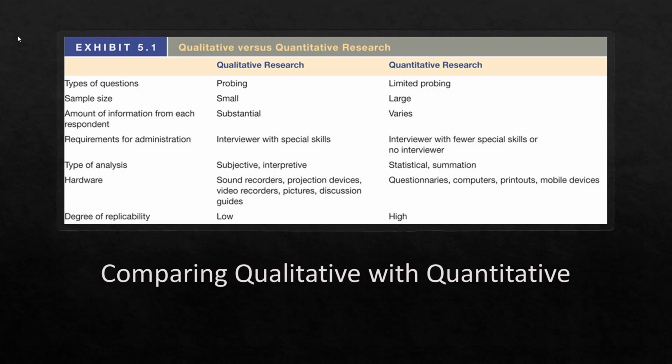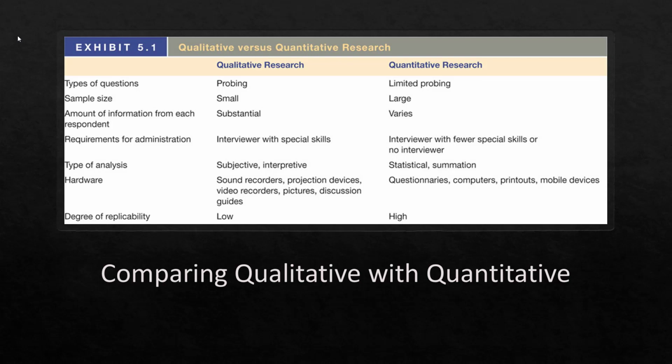The next type of difference is hardware. In qualitative research, we need lots of things. For example, we need a recorder, projective devices, a video recorder, pictures, discussion guides, lots of hardware needed. On the other hand, for quantitative research, we just need the questionnaire, and many times just computers, or sometimes mobile devices or printouts.